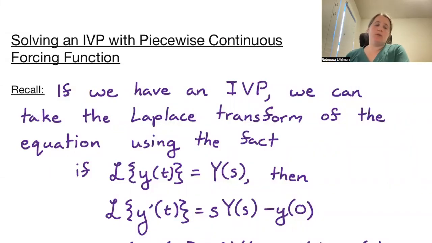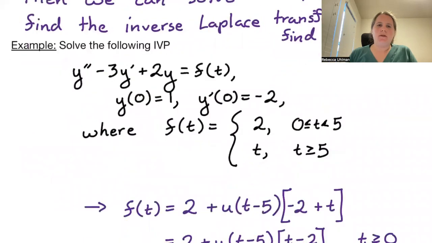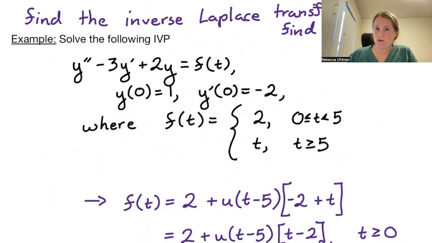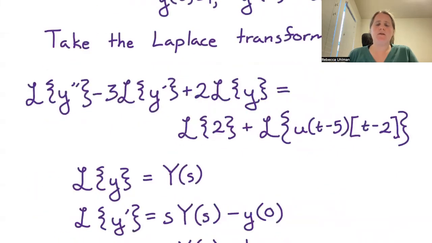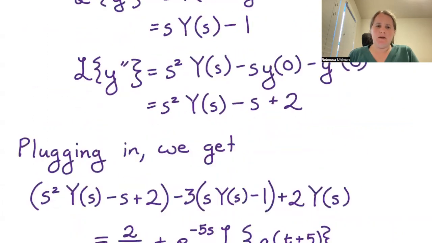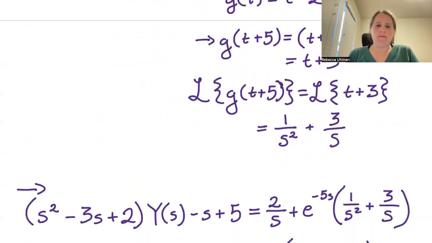Welcome to the second part of solving an IVP with piecewise continuous forcing function. Recall in the previous video, we were working on solving the IVP y double prime minus 3y prime plus 2y equals f of t for the initial conditions y of 0 equals 1 and y prime of 0 equals -2, where the forcing function f of t was 2 for 0 less than or equal to t less than 5, and t for t greater than or equal to 5. And in the previous video, we rewrote that f of t with step functions, took the Laplace transform of the equation, and then we had solved for y of s.